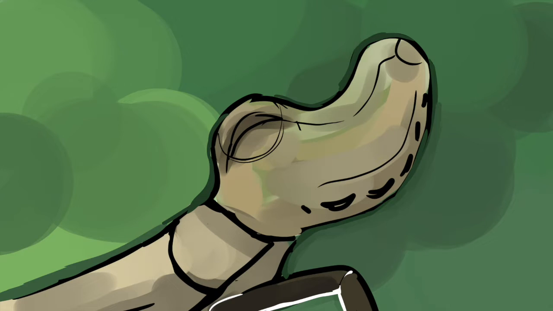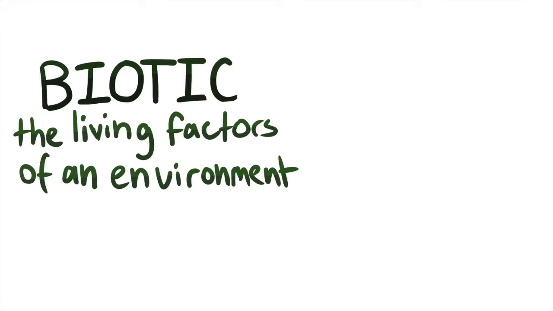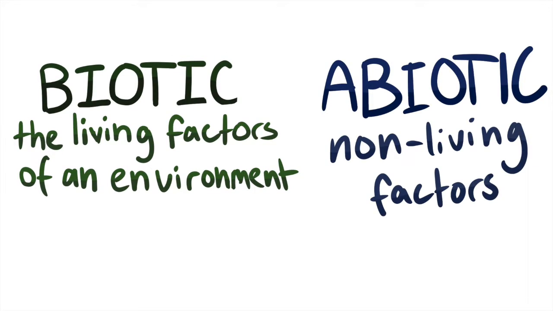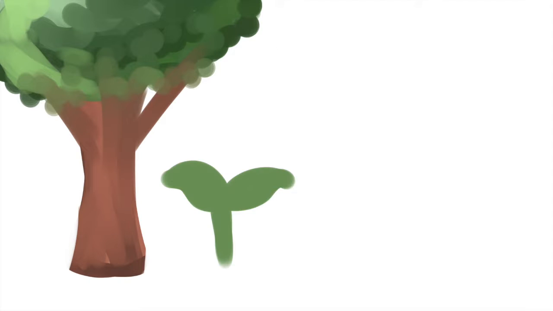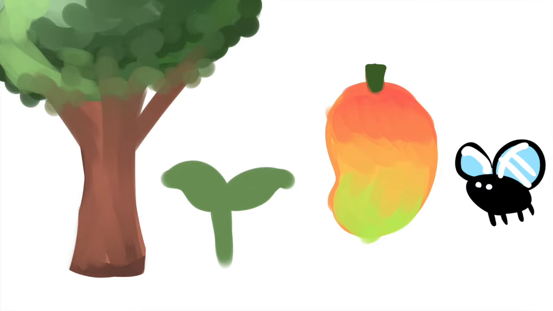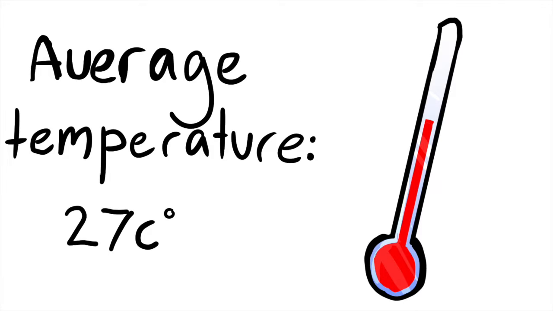Bugs also rely on the trees for homes and hiding places. Tree frogs and a minority of poison dart frogs spend a lot of their time in trees. These animals are all reliant on the biotic and abiotic factors of their environment and the biodiverse community. Trees, plants, fruits, and prey being some of the biotic factors, and the frequent rainfall and temperature being an abiotic factor.